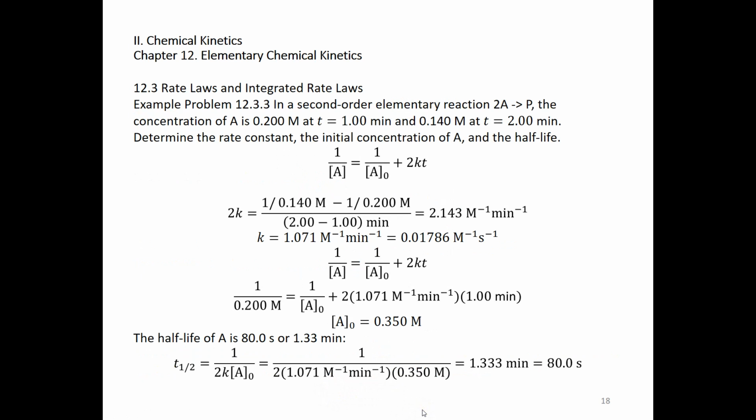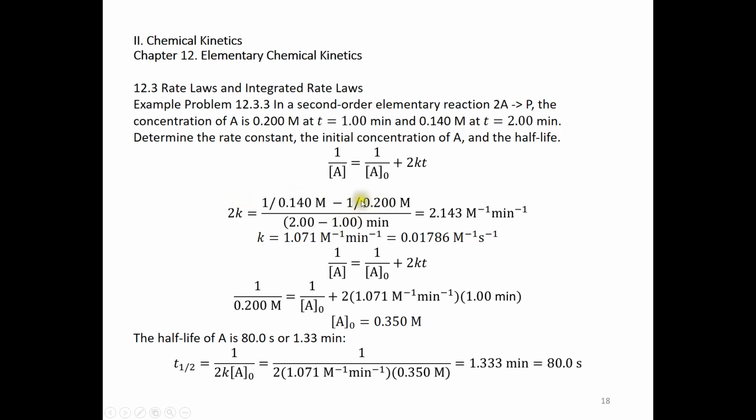Now let's look at one numerical example problem, 12.3.3. In a second order elementary reaction from 2A to P, we have some data points. A is 0.2 molar at 1 minute, 0.14 molar at 2 minutes. Determine the rate constant, determine the initial concentration of A, and also the half-life of A. We first write out this equation. We realize that if we plot 1 over A versus t, we'll get 2k. So 2k is the slope of 1 over A versus time.